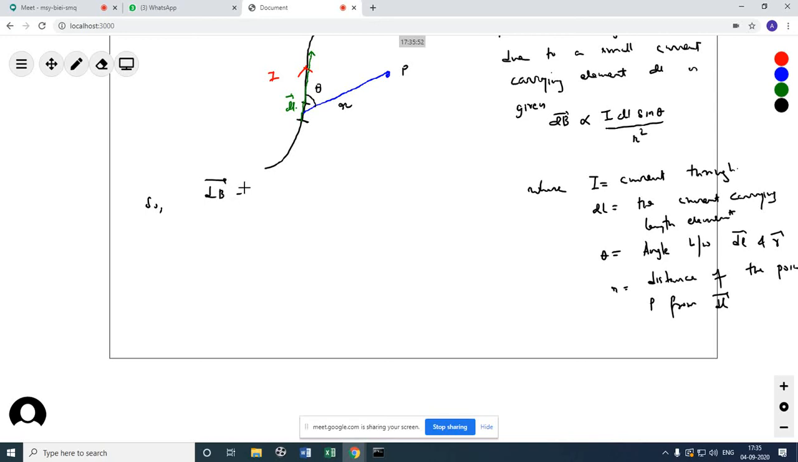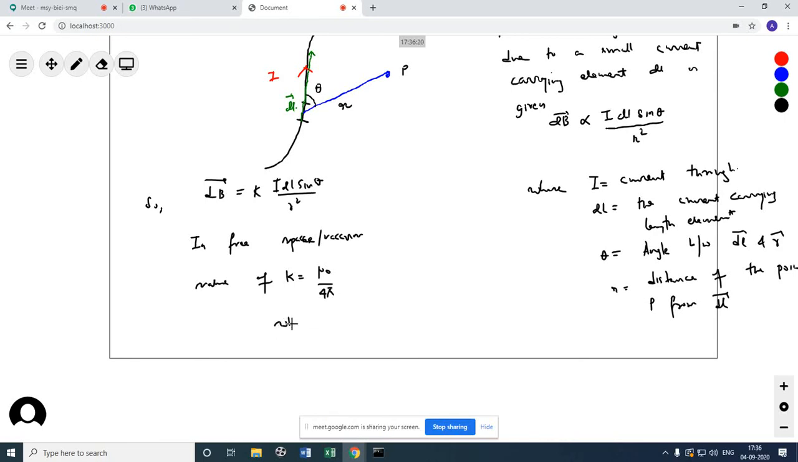So if I remove the proportionality, I should get a constant k, times I dl sine theta by r square. Okay, in free space or vacuum, the value of k is mu naught by 4 pi.